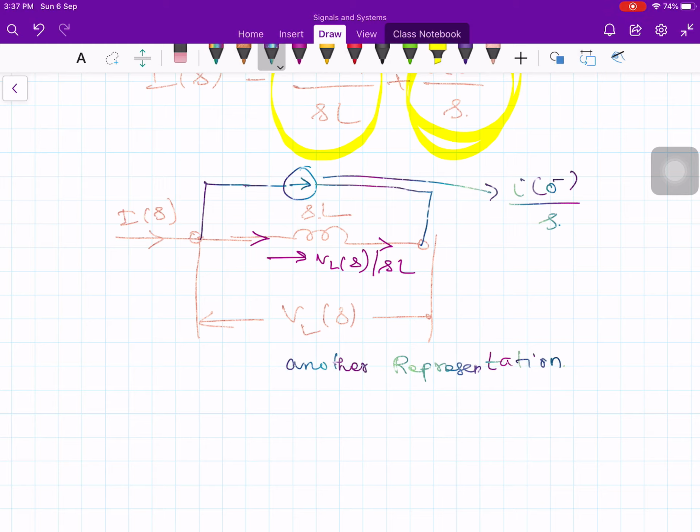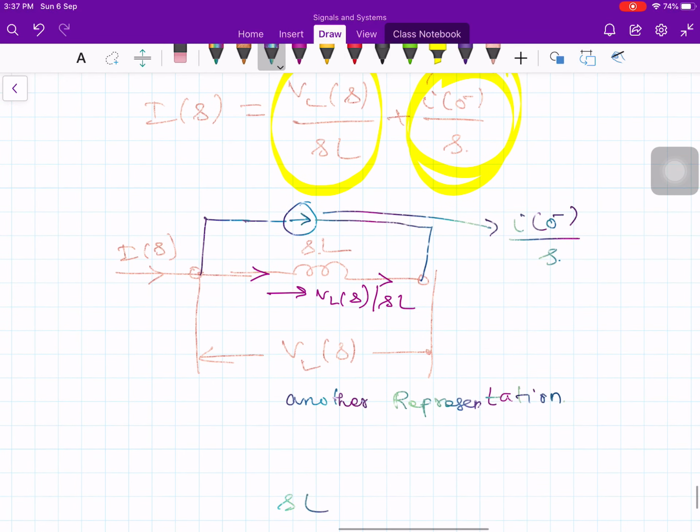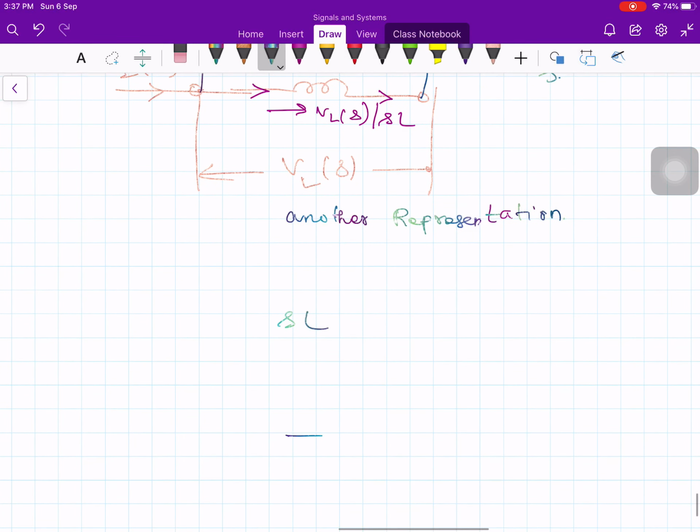So we have an inductor having generalized impedance SL in parallel with the current source. This is the current source. So impedance in parallel with a current source, and the generalized impedance is SL, and the current source is I of 0 minus divided by s. So you have two equivalent circuits for an inductor which incorporates the initial value of the current. Okay, and that initial value of the current is I of 0 minus.